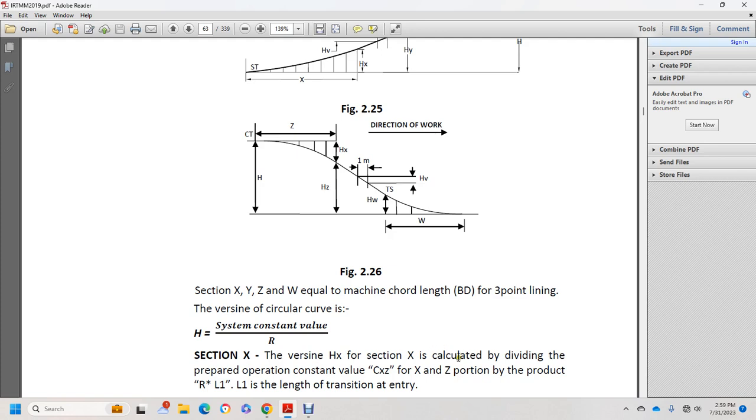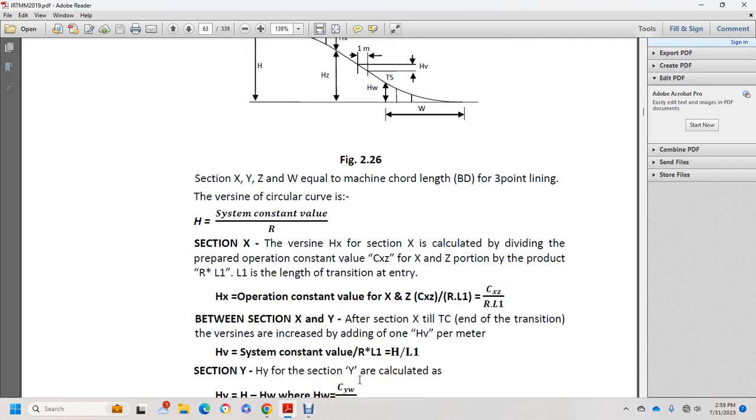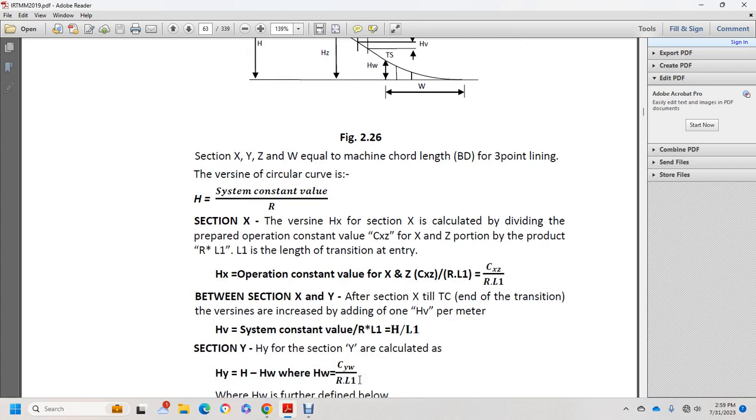Operation constant CXZ for the XZ portion is the product of the radius and length L1, for the transition at entry. HX is the operation constant value for X and Z, CXZ over the radius times L1. Between X and Y after section X, up to TC, the end of the transition, the versine line increases by adding HV per meter, where HV is the system constant over radius and length L1, equal to H over L1. For section Y, HY is equal to H minus H1.